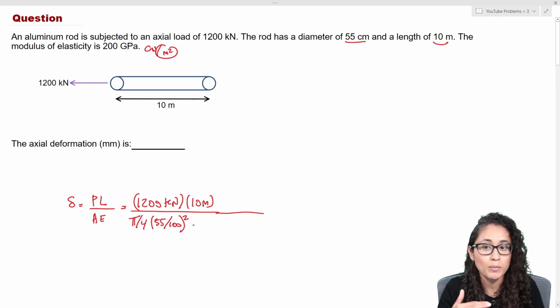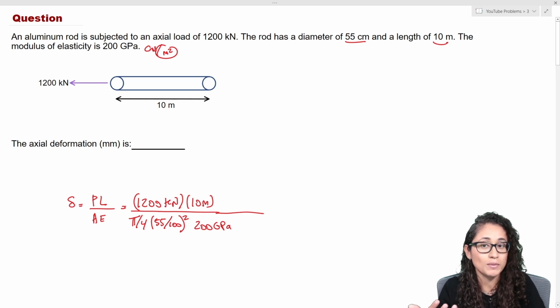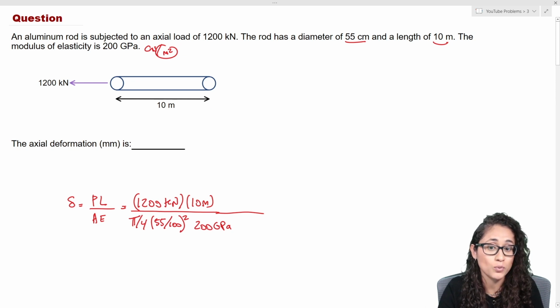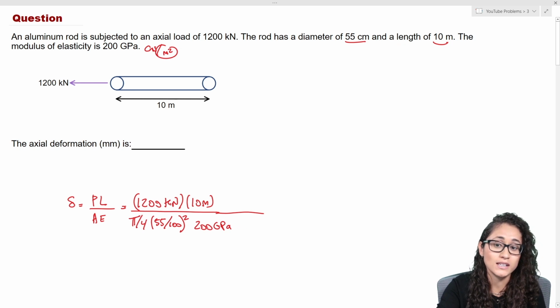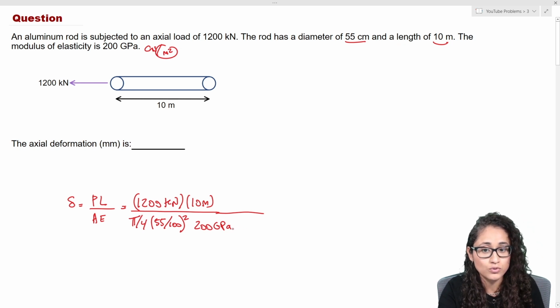And then we're going to multiply by E, which is 200 gigapascal. Now, as I mentioned, gigapascal is the same as giganewtons per meter squared. So for the units to cancel, we're going to make sure that we convert this to kilopascal or kilonewtons per meter squared so that the kilonewtons cancel with this. To convert gigapascal to kilopascal, what we have to do is multiply this by 10 to the power of 6. If we do that, let me rewrite the units here. We're going to have kilopascal, right? And kilopascal is the same as kilonewtons per meter squared.